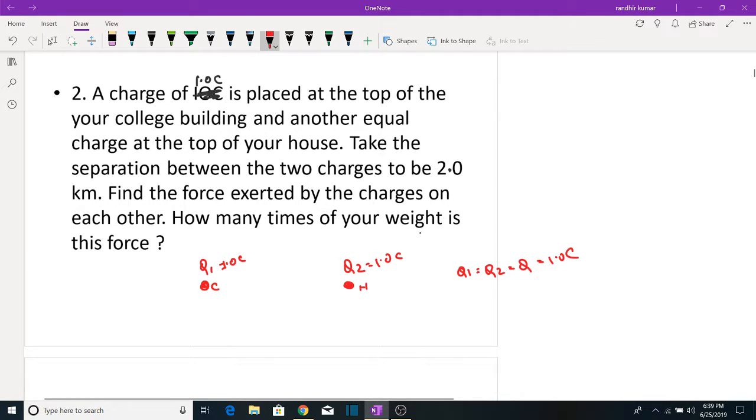Take the separation between the two charges to be 2.0 kilometer. That means the distance between the top of the college building and the top of your house is 2.0 kilometer. Clear?